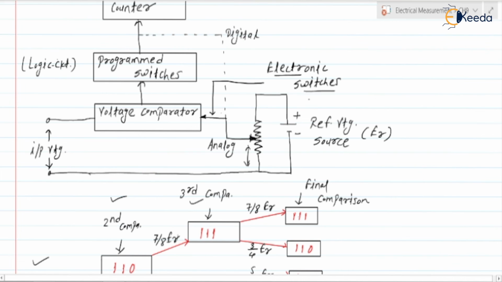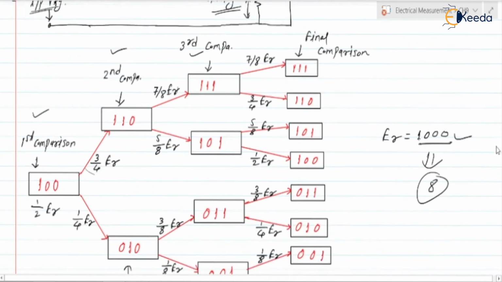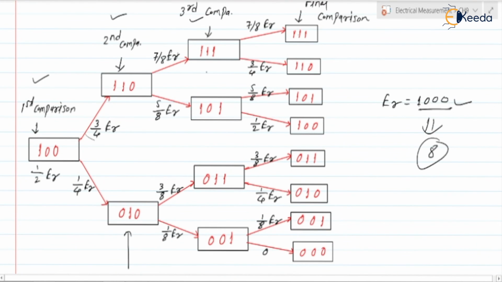And as given here, it has electronic switches, and these will be controlled. The voltage comparator has two inputs. One is fixed, that is the input voltage, the unknown voltage. The second voltage will be decided by the electronic switches, which operate according to the programmed switches. These programmed switches are nothing but the logic circuit, having the logic shown here. Are you getting the point?